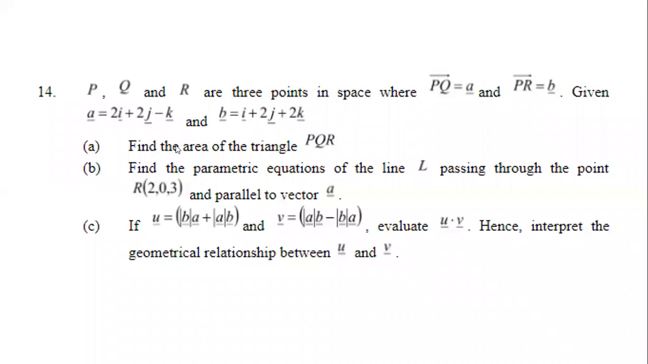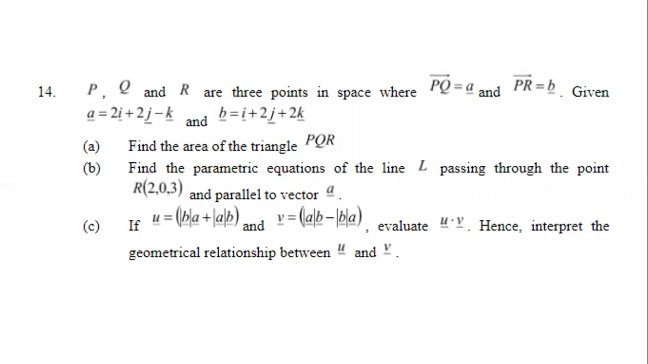Hi everyone. I want to record about this question 14 from a past year. P, Q, and R are 3 points in space where PQ equals vector A and PR equals vector B. Given that vector A equals 2i plus 2j minus k and vector B equals i plus 2j plus 2k. First, (a) find the area of the triangle PQR.